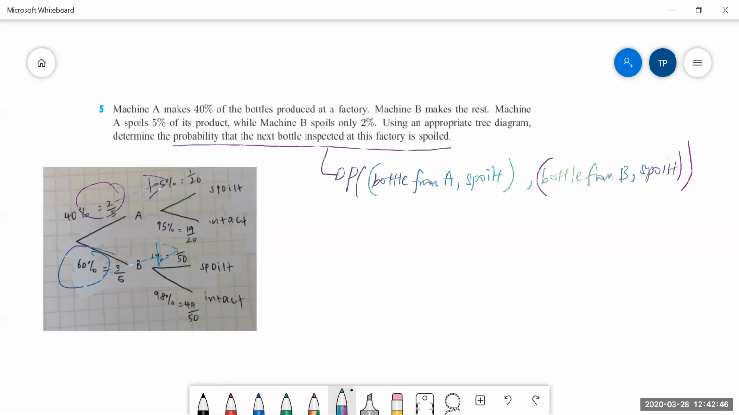Yeah, because if you're talking about the next bottle, it's only one bottle. They never say it has to be from A. They never say it has to be from B. So it's probably all. Yeah, it has to be all, you're right. So it's very simple, right? So over here, to find the probability is simple. It's just 2 over 5 times 1 over 20, plus 3 over 5 times 1 over 50. Yeah, that's all.